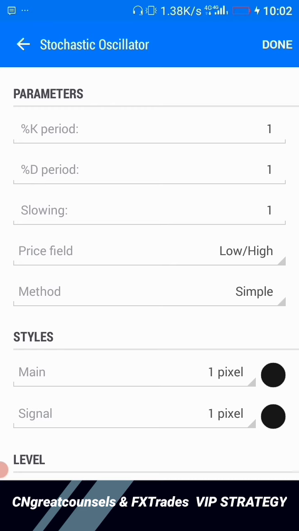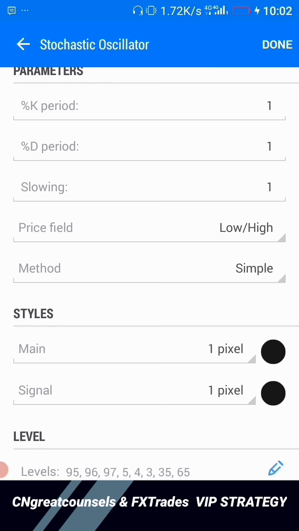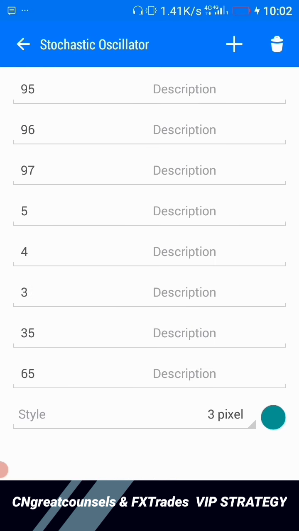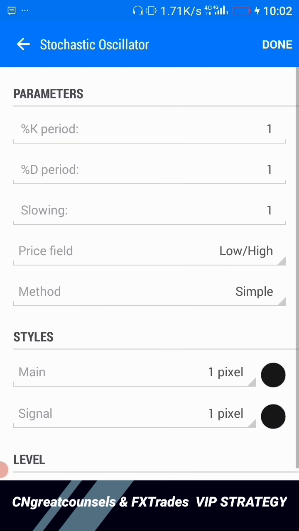The main, the styles, the main is one pixel, color is black. Please, I will advise you to use a black background because of this strategy, okay? So the main pixel is one and the color is black. Signal is also one, the color is black. Then the levels, very important. We have 95, 96, 97, 5, 4, 3, 35, 65, and the style is three pixel, color is dark blue, okay? So we go back and click done.